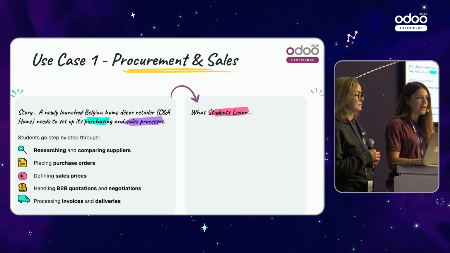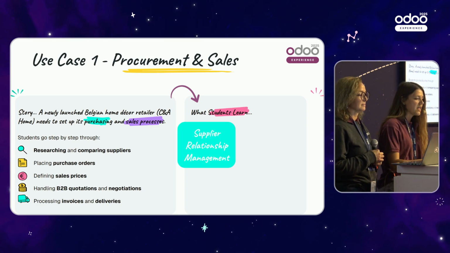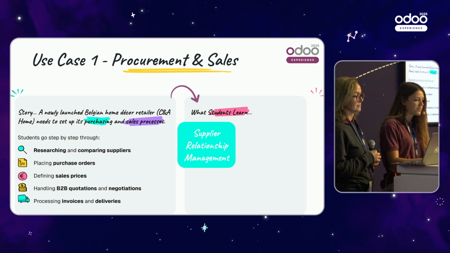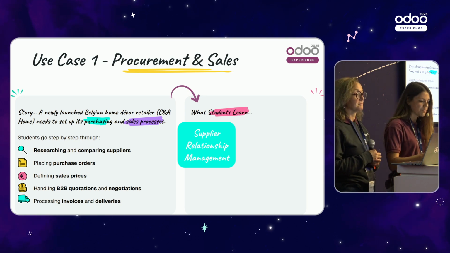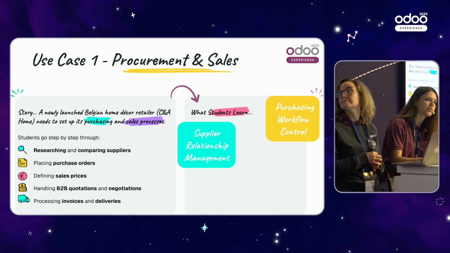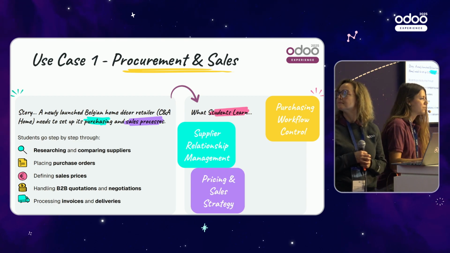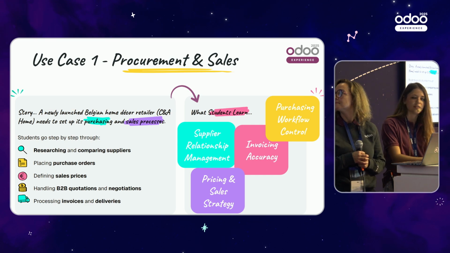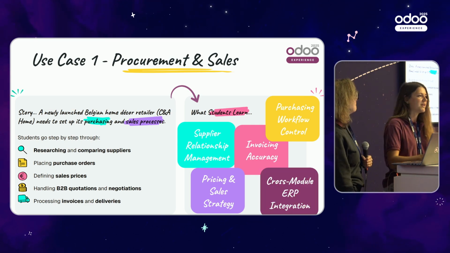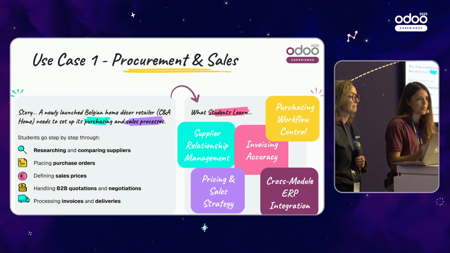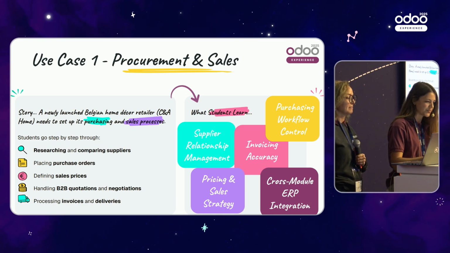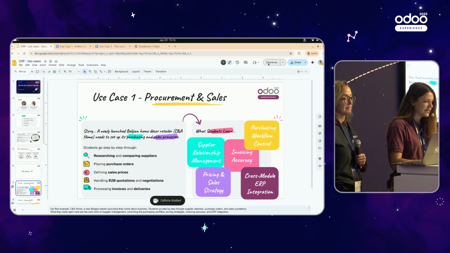So what will they learn with this use case? Supplier management, relationship management, but also the purchasing workflow, sales and pricing strategies, invoicing accuracy, and also ERP integration. That's the most important one with Odoo. So let's see how it works.